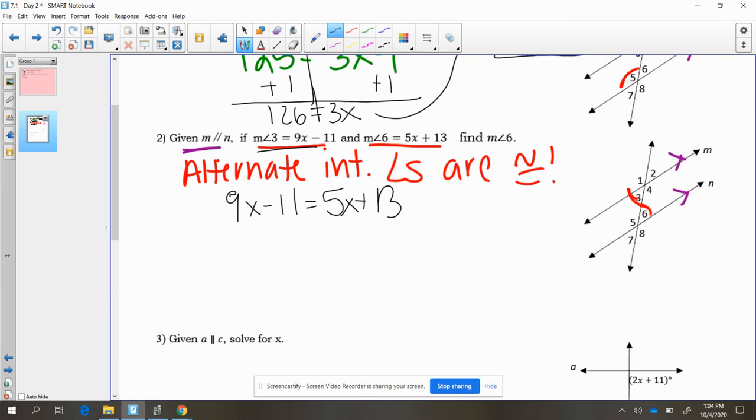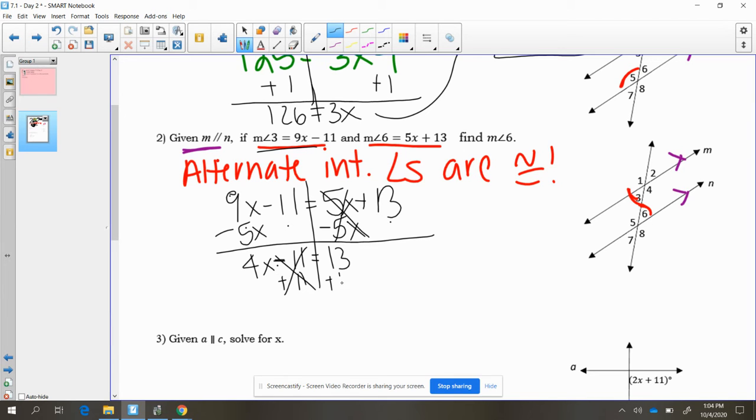So to solve for x, notice everything's condensed down on the left-hand side and the right-hand side, so we can start moving things across using reverse order of operations. I'm going to subtract 5x because it's smaller than 9x. So now I have 4 x's. And I'm going to now have to add the 11 since we were subtracting it before to make it move across the equal sign here. So we end up with 4x equals 24. And when we divide by 4, x equals 6.